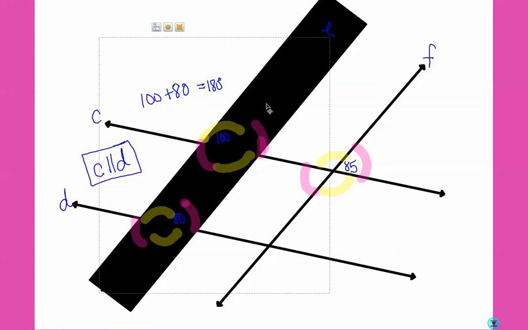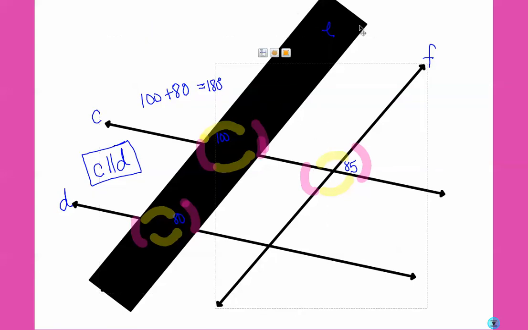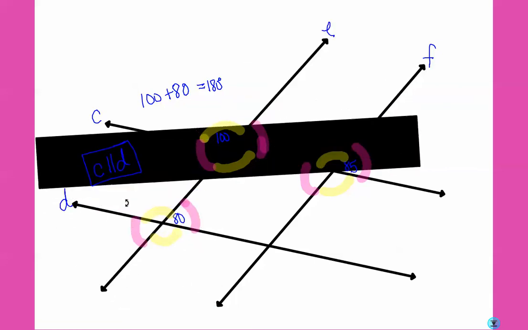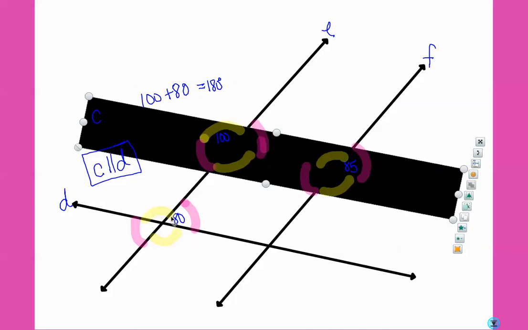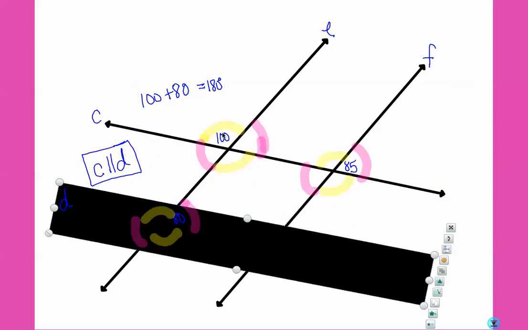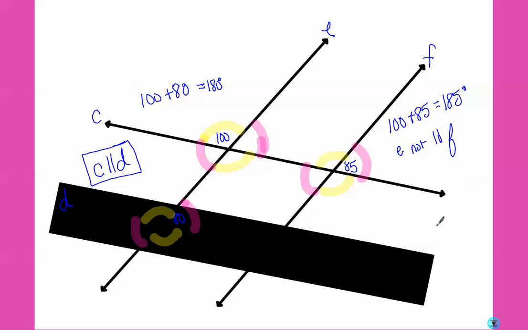But what if we turn it and look at them this way? If we cover up line C, line D only has one piece of information, so we can't use that to prove E and F parallel. But what if we look here? Could E and F be parallel using these two angles that we were given? Well, 100 plus 85 is 185 degrees. So E is not parallel to F. All right, now it's your turn to use this information to help you finish the practice problems.